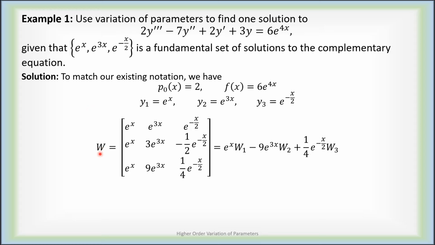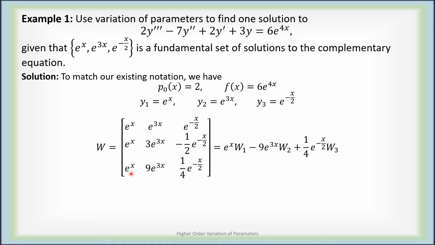So we set up this Wronskian matrix. First row, y1, y2, y3. Second row, derivatives. The derivative of e to the x is e to the x. The derivative of e to the 3x is 3e to the 3x. The derivative of e to the minus x over 2 is -1/2 e to the minus x over 2. Next row, take a derivative again. Now I have a 3 by 3 matrix, I'm done. So I take a determinant of this.